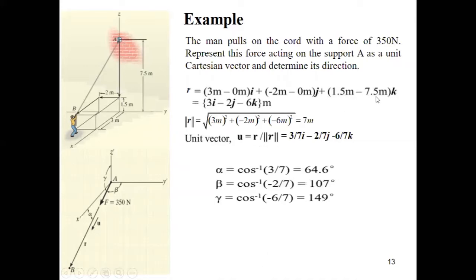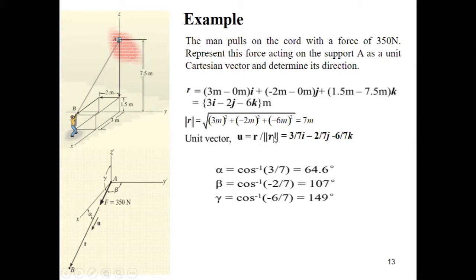Okay, so this is K. After calculating, we get the position vector 3i minus 2j minus 6k, in meters. Now we have to find the unit vector, because it's asking for the unit Cartesian vector. So the unit vector u equals r divided by modulus r.